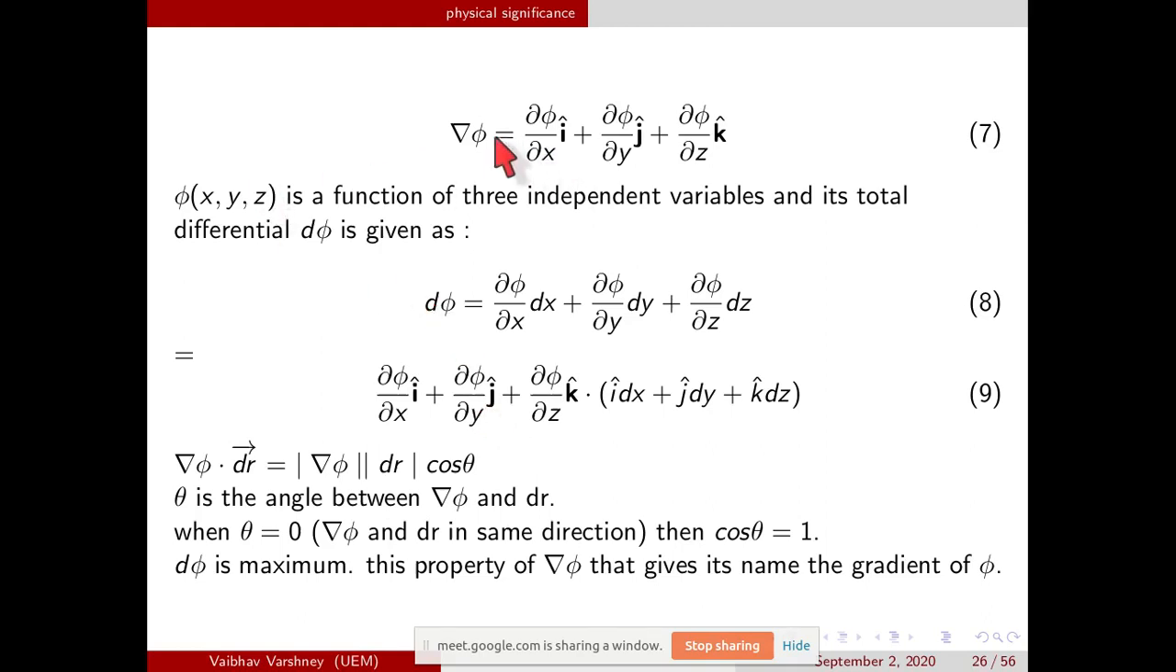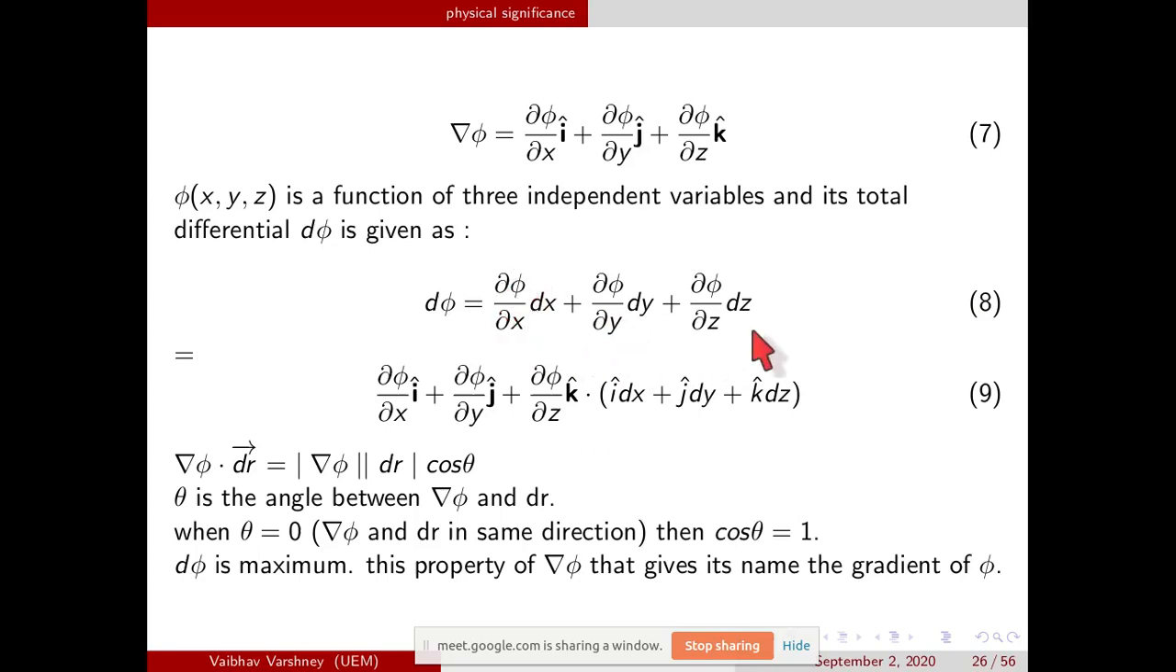See, this is the gradient. Del of phi is equal to del phi by del x i cap plus del phi by del y j cap plus del phi by del z k cap. And if we have to define the differential of phi, we can write it in terms of partial derivatives and differentials like this: del phi by del x dx plus del phi by del y dy plus del phi by del z dz. This is equation 8. This is clear. I told you that we can write any function in terms of partial derivatives. If it depends on 3 variables, then there are 3 terms in this. If there is one more variable, like u or v, then there are 2 more terms.